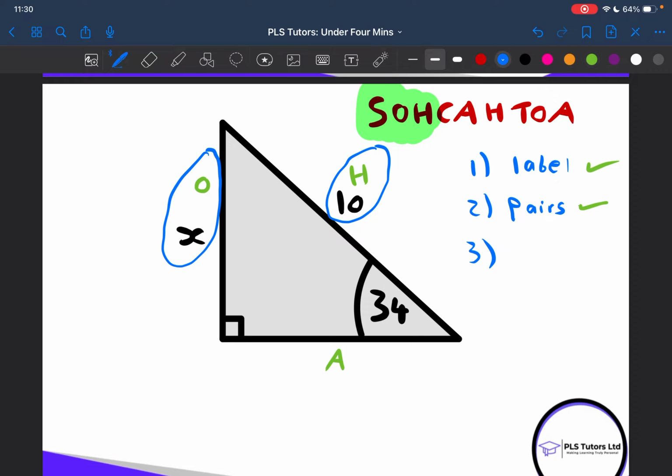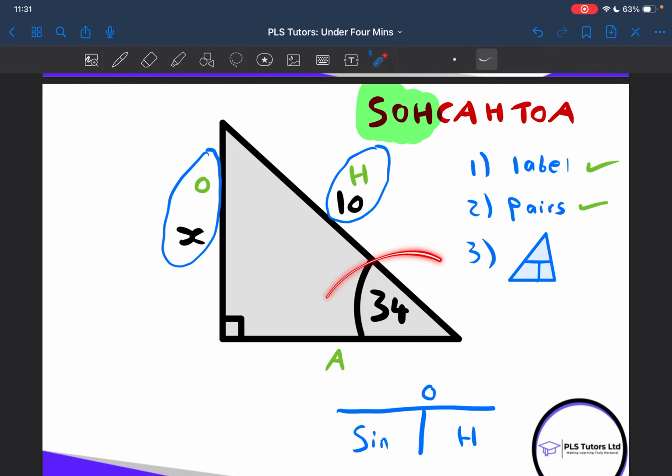Now our final step is you want to take SOH, the one you've just found, and put it into one of these equation triangles. So you do SOH, the middle letter always goes at the top. So S is sine. Remember, S stands for sine. So it's sine of the angle. It's always sine, cos, or tan of the angle we're given. So sine 34. O stands for opposite. So our opposite side is X. And then H is hypotenuse. So our H pair is 10. So H can be replaced with 10.